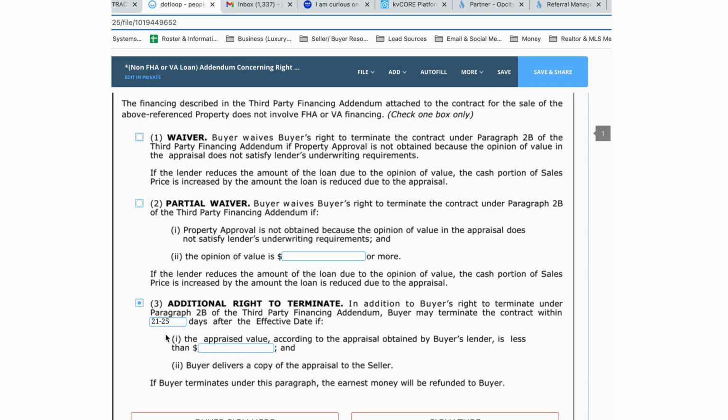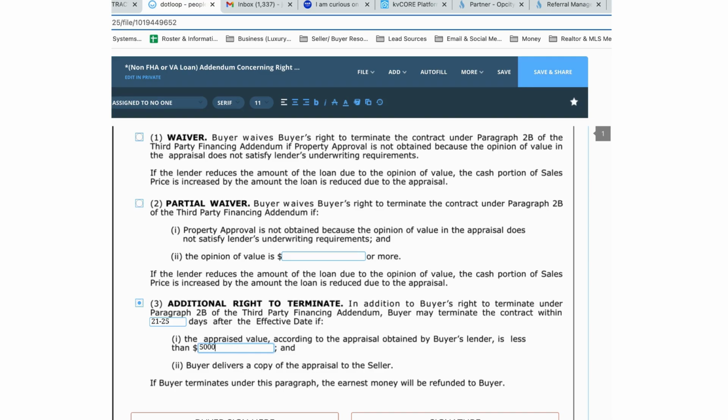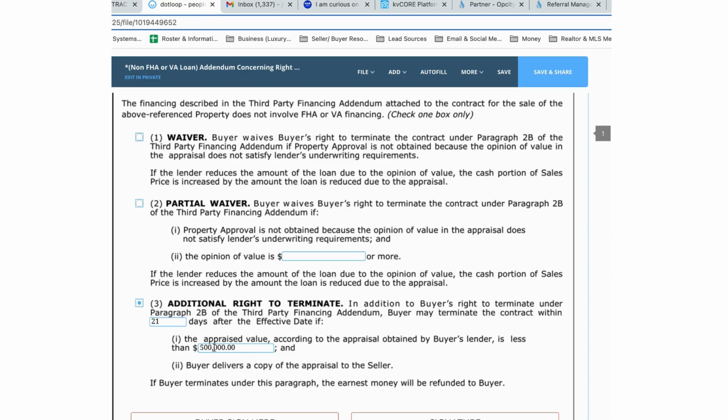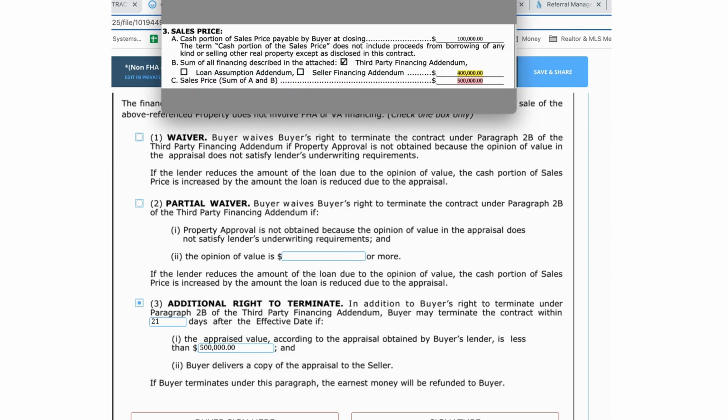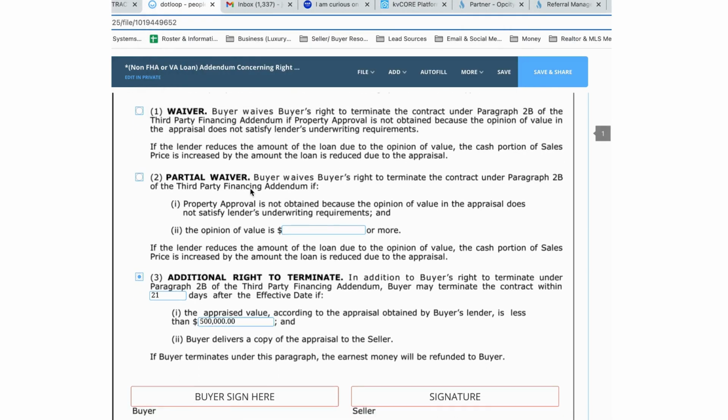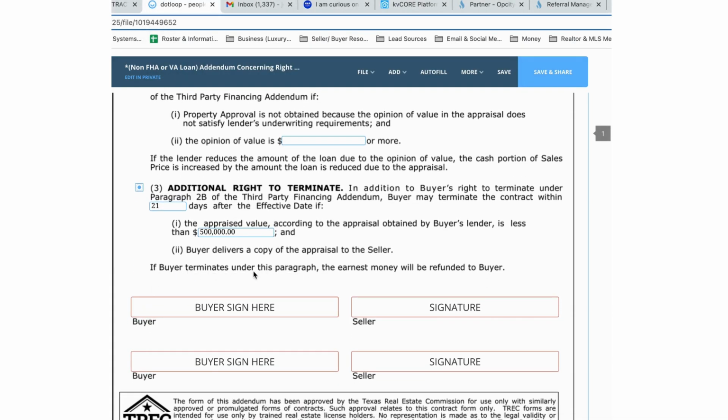So this kind of has a protection, and in our little scenario, you actually put a date in, 21 or 25 days. If you're working with a buyer, you want to try to protect them as much as possible. So the more days you have in there, the better. So 25, 21, whatever, 21, 25 days. And you're going to put the amount that is at least here, okay? Understood? Great. If the buyer terminates under this paragraph, the earnest money will be refunded to the buyer.